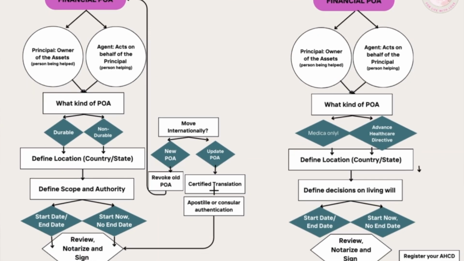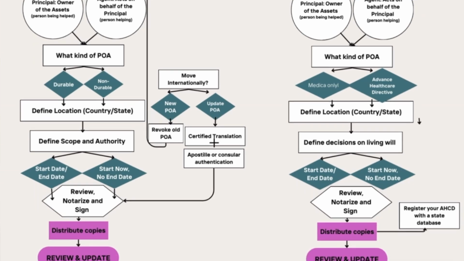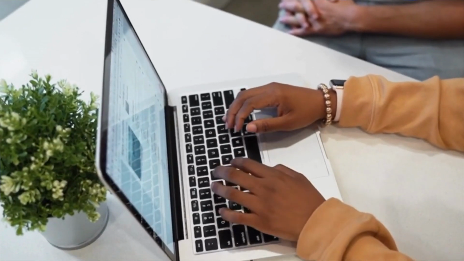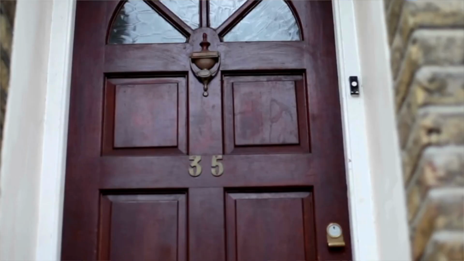I'm going to talk about two types of POAs to keep things simple. And I'm going to take us through kind of a decision tree to show us this. One is a financial POA. The other is a medical POA. So a financial POA allows the agent, that's the child or the friend, helping handle bank accounts, pay bills, file taxes, manage investments, buy and sell property, all of that.